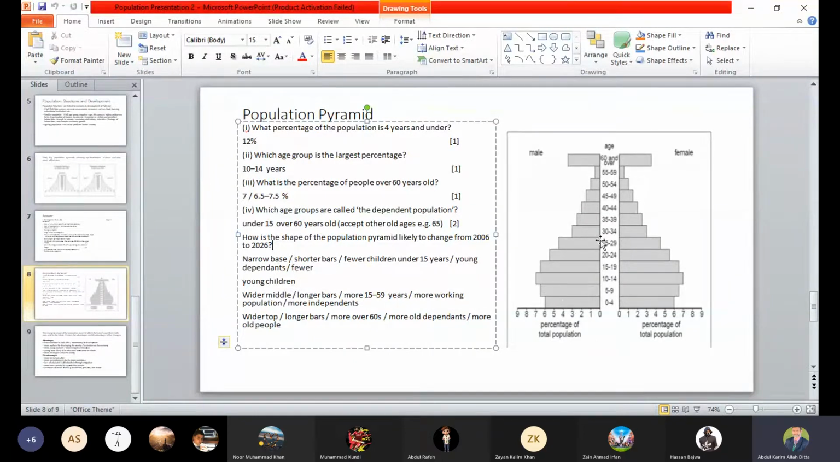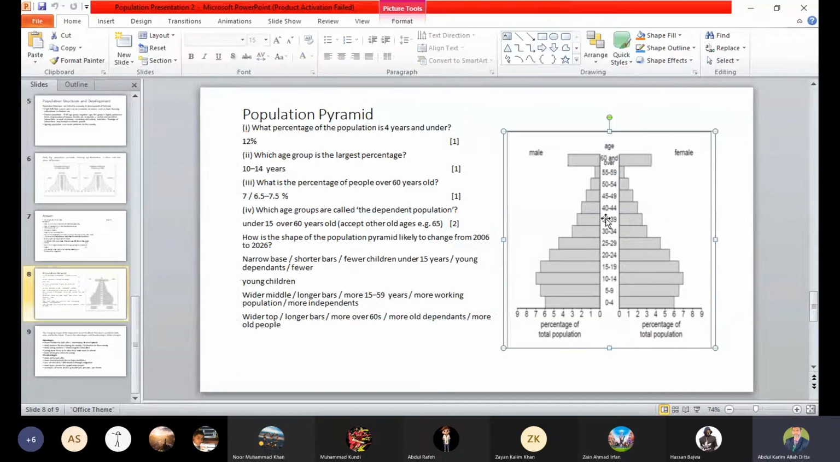And as time passes, my dear, your middle age group will have more population. You will have fewer people under 15, and more people over 15 and under 60. So how will we write the answer?